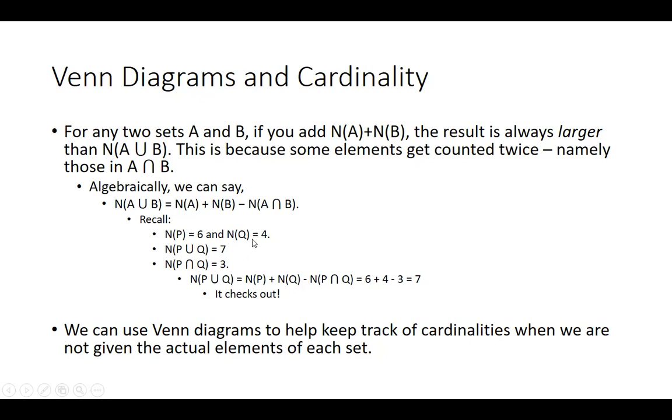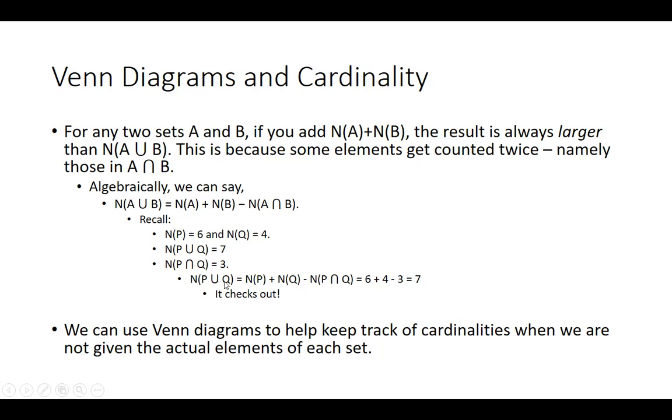So recall from the previous slide, the cardinality of P was 6, the cardinality of Q was 4, the cardinality of the union was 7, the cardinality of the intersection was 3.